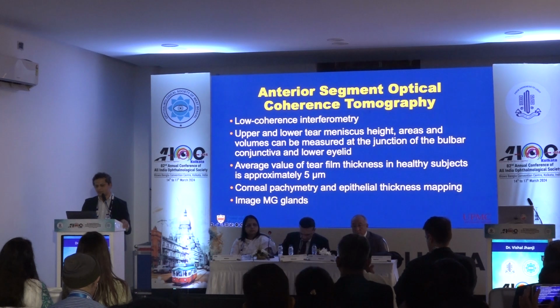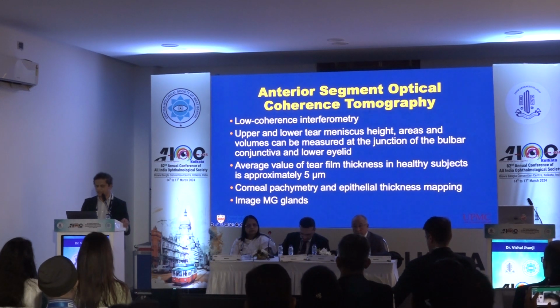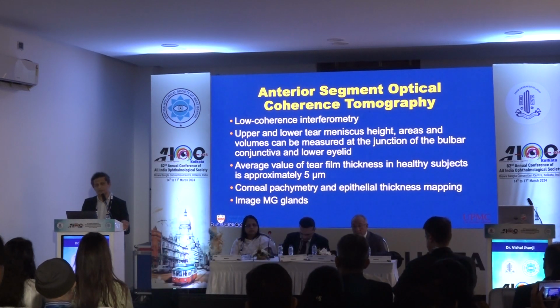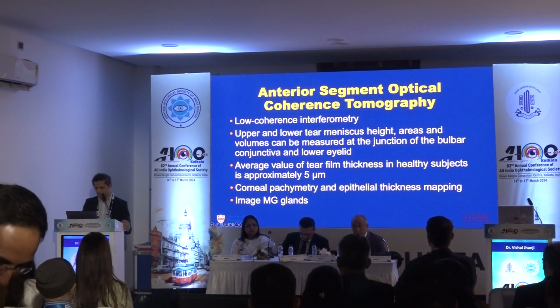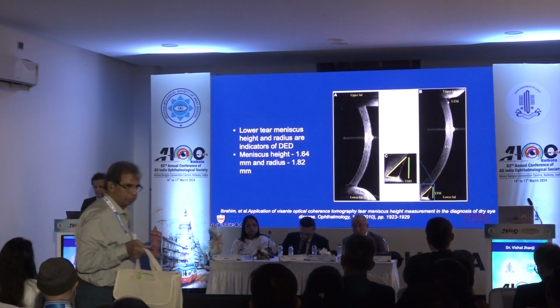You basically know the average value of tear film thickness is about 5 microns. In addition to that, of course, you will get an idea about the corneal pachymetry and epithelial thickness mapping, which is gaining more advantage, especially in drug toxicity related dry eye nowadays. And of course, you can use the same anterior segment OCT to image the meibomian glands.